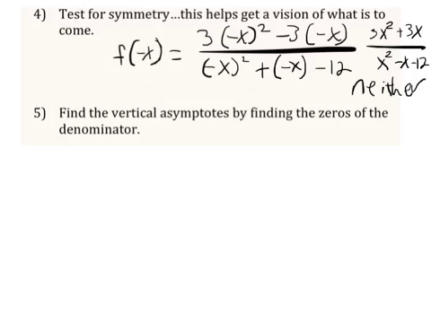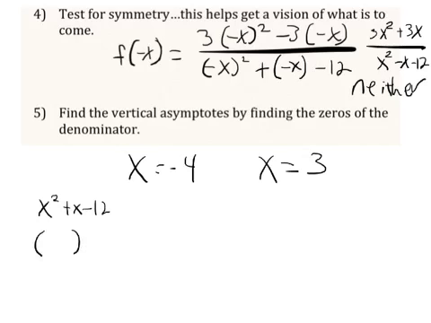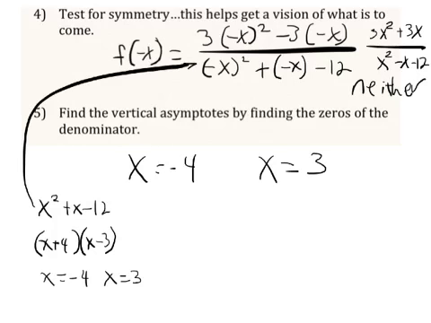Alright, so then we want to find the vertical asymptotes by finding the zeros of the denominator. And we already did that up above. We said x equals negative 4 and x equals 3. And in case you forgot, we got x squared plus x minus 12. That factors to (x plus 4)(x minus 3). So then x equals negative 4 and x equals 3 would be your vertical asymptotes. Again, that's where your denominator is equal to 0.